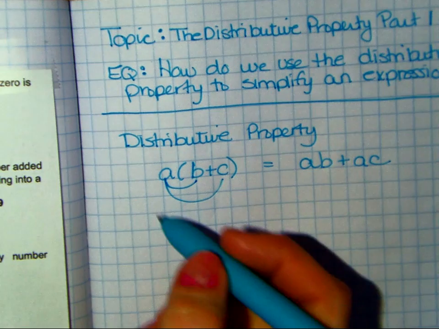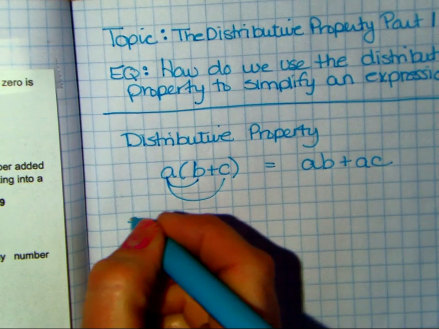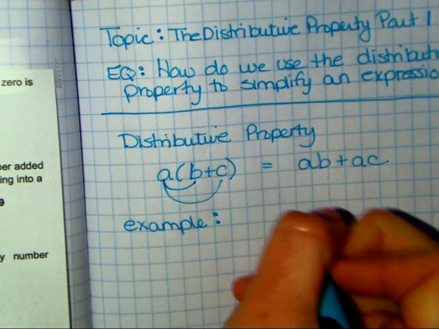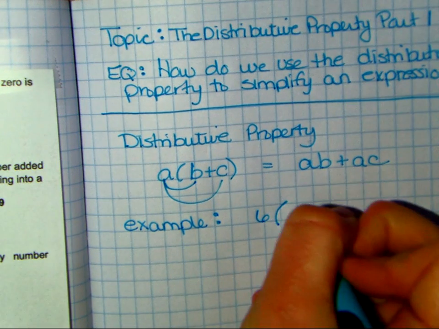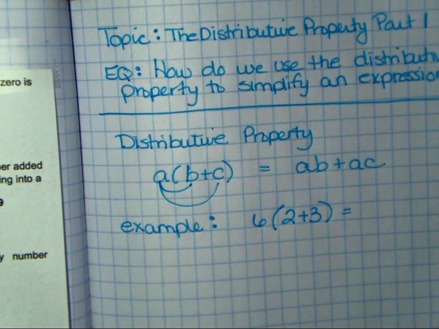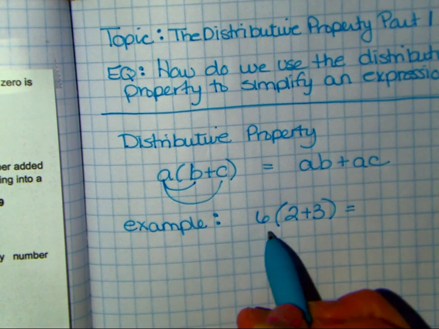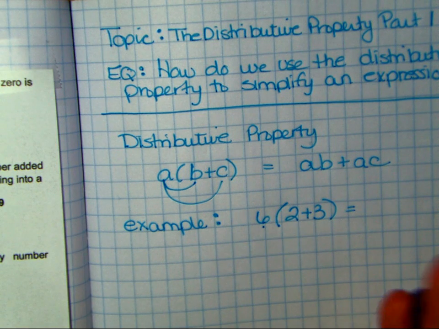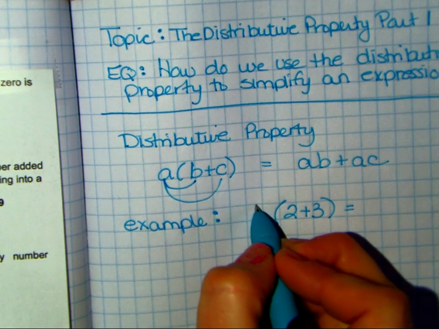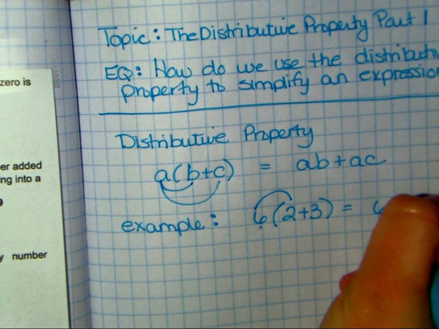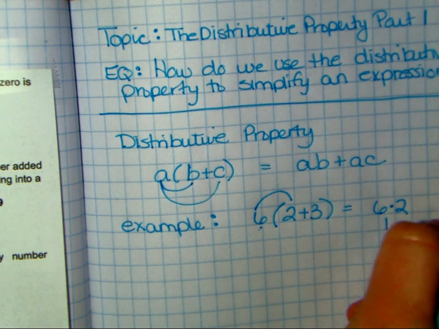So we're going to do a problem here. For example, if I had 6 parentheses 2 plus 3, and I wanted to use the distributive property to make another expression that is the same value, I would take this 6 and I would take it inside the parentheses, and I would go to the first number inside the parentheses, the 6 times the 2. Well, class, what is 6 times 2? 12. Okay, so 6 times 2, which would also be 12.